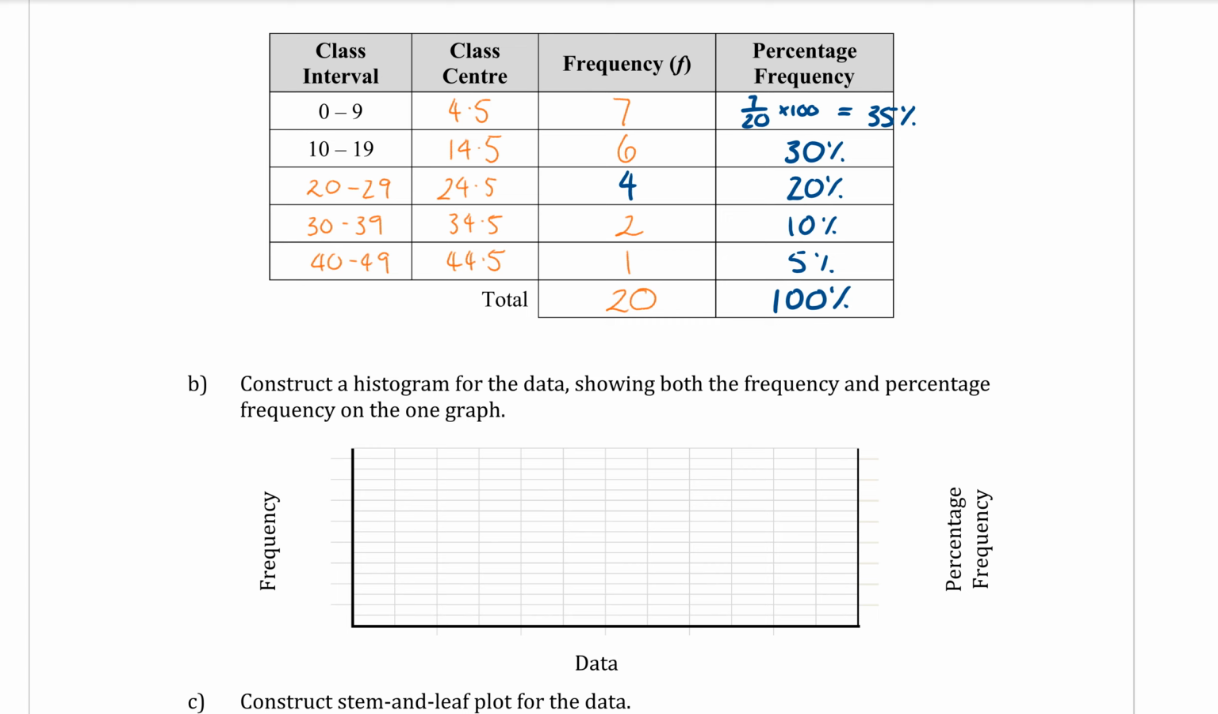Okay, so which one do you think I should use? Should I use the class intervals or the class center? Class center is usually the best one to use. So I'm going to use, have I got enough space? If I put that here, I think I've got plenty of space. So I'm going to put my class center there, which is 4.5.